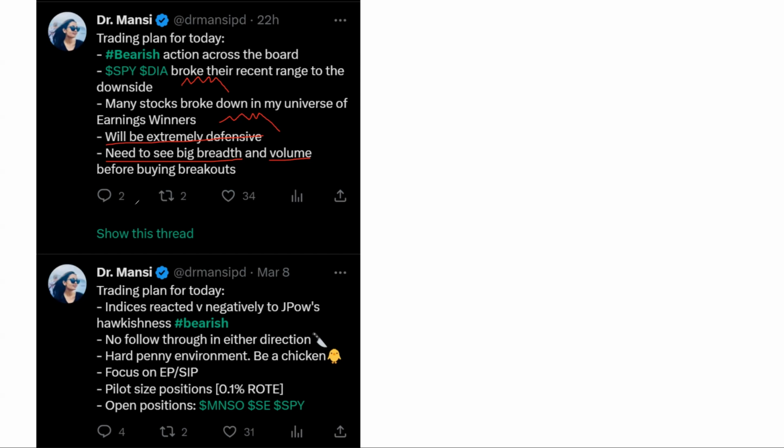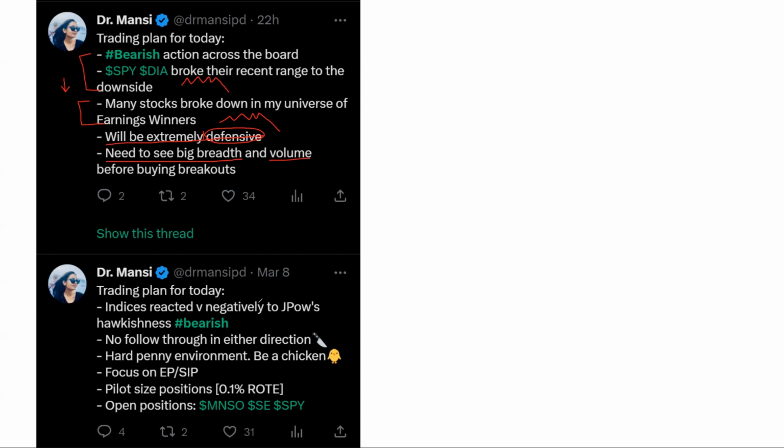It doesn't need to be bigger than this or more complicated than this. All I have done is look at the indices. I have looked at my watch list. I have determined that the odds of breakouts working tomorrow is very, very low. So I want to play defense. And then I've described what it would take for me to change that defensive mode into an offensive mode, which is big breadth on my watch list with volume. Simple, logical, short, and very actionable.